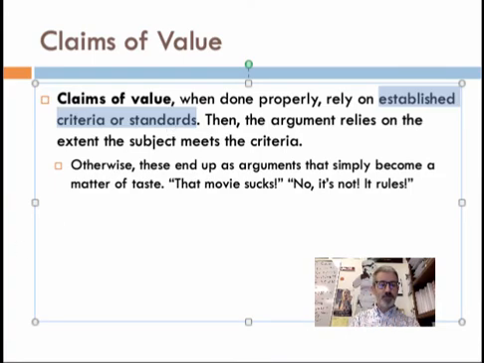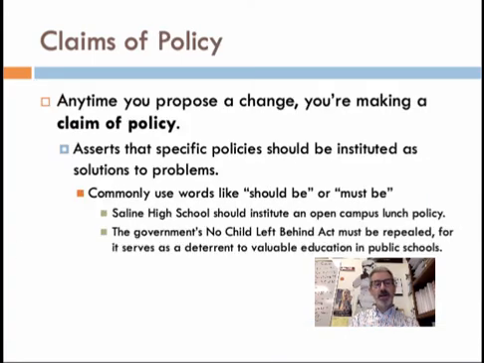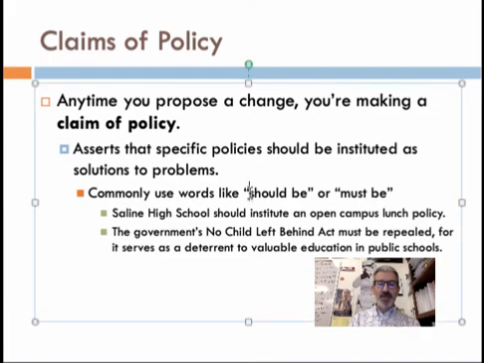Okay? So the third kind of claim is what's known as a claim of policy, and the AP test loves claims of policy. Claims of policy are ones that basically argue for a change or for not changing something systematically. So it asserts that specific policies should be instituted as solutions to problems. So you're regularly going to have claims that use the words should be or must be. We're going to use those a lot this trimester when we're writing thesis statements, words like this, should be or must be.